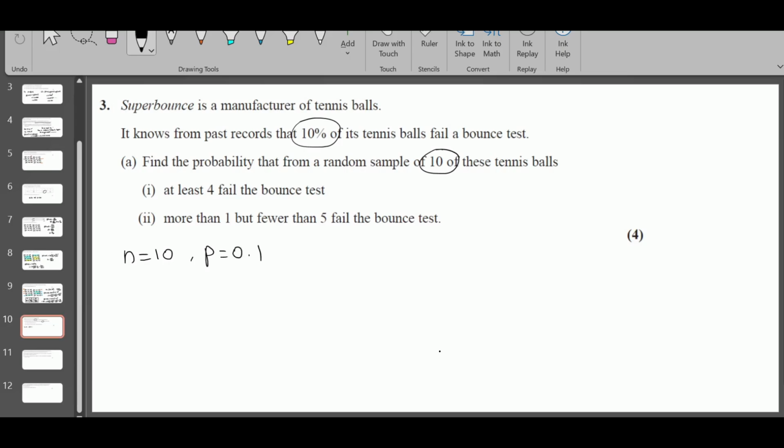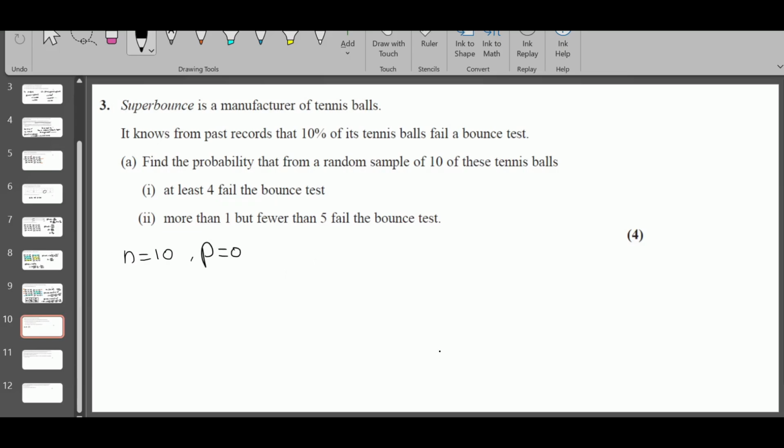Okay, you see, you can't immediately take it as P actually. You need to read the question carefully, completely. So at least 4 of them failed the bounce test, so you can take it as P. If they are talking about at least 4 not failing the bounce test, this is Q actually. P will be 1 minus this. That's why you need to read the question carefully. In this question, it's just straightforward.